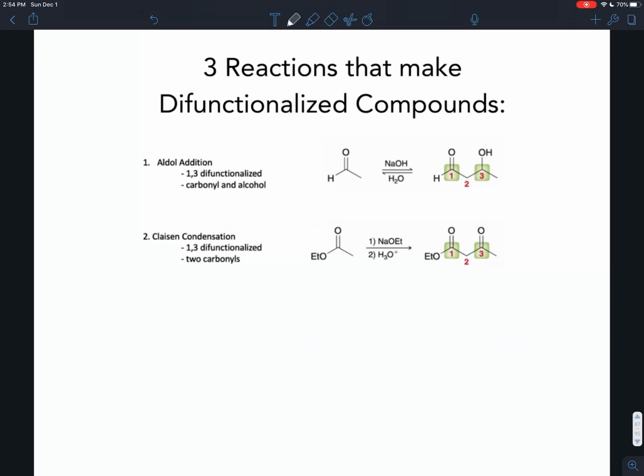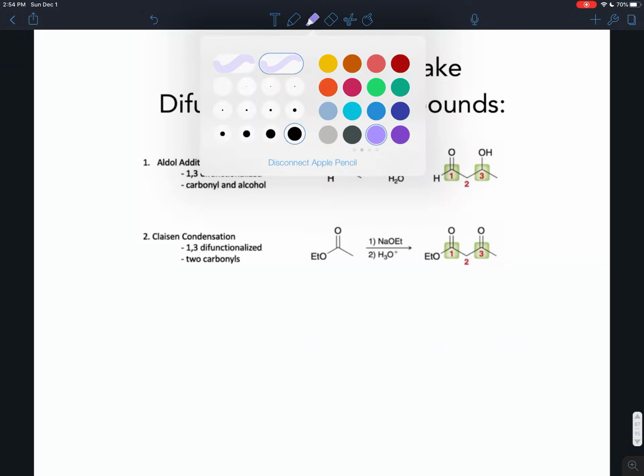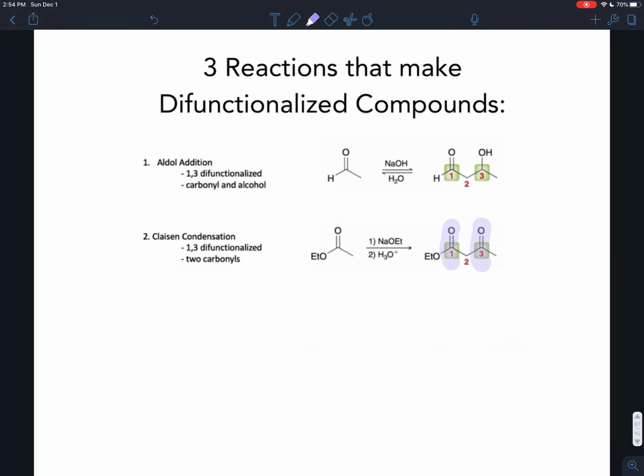And notice what you have here. When you do the Claisen condensation, you have two functional groups. They are 1,3 to each other. If you start counting from one to the other, it's on carbon 1 and 3. And the oxidation state of both is that they're both carbonyls. You have two bonds to oxygen on each of the functional groups there. So that's the Claisen condensation.